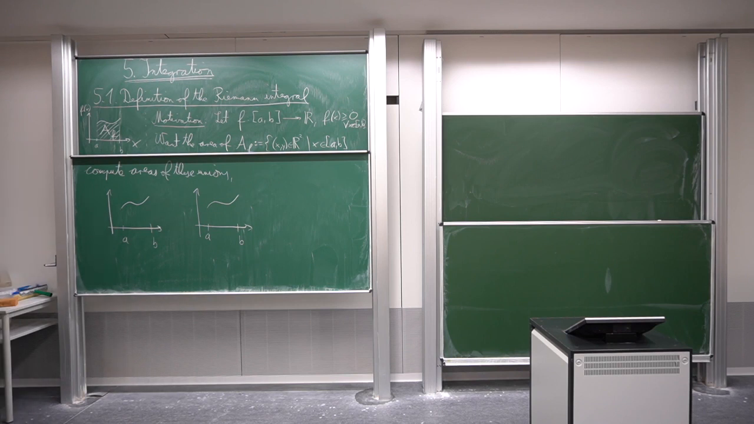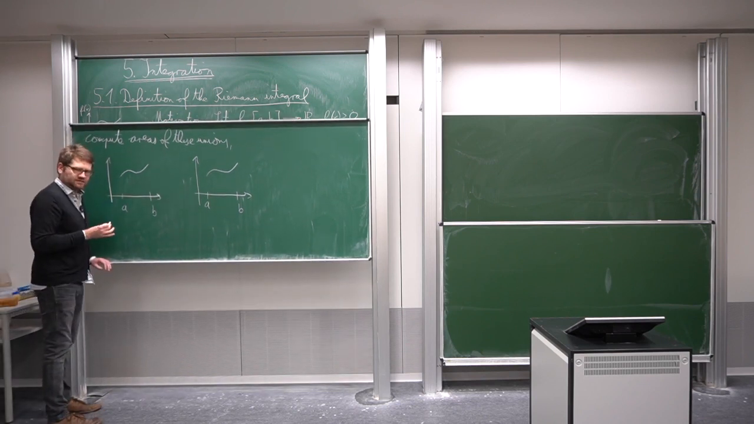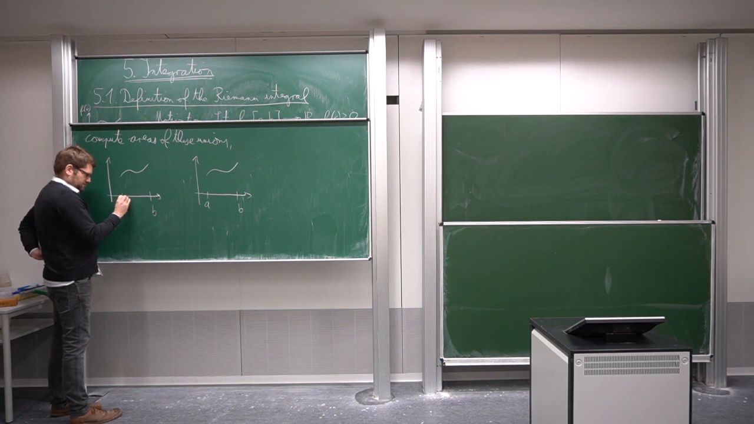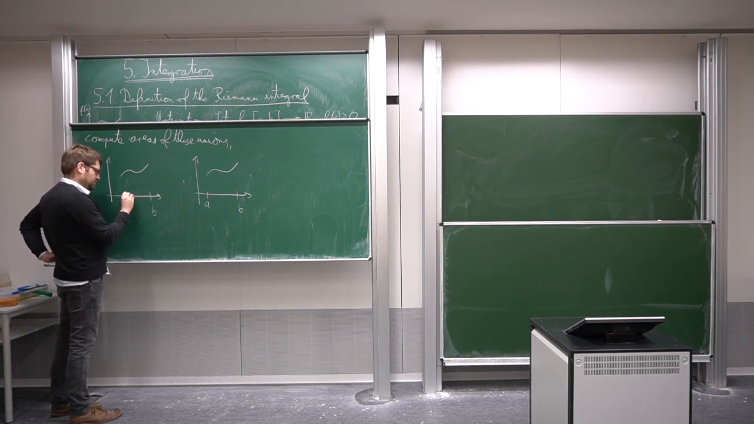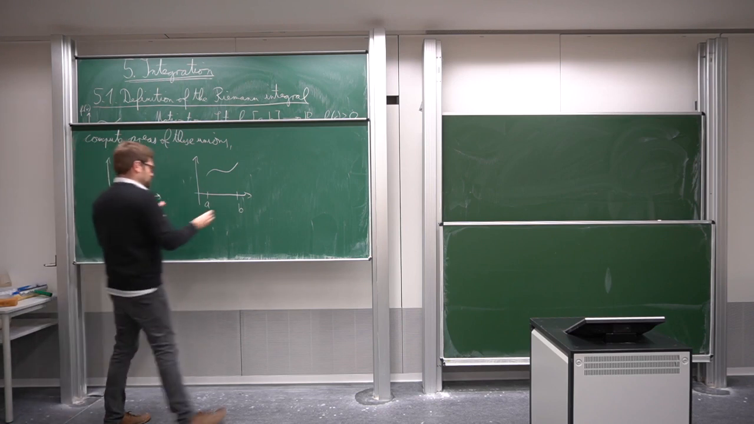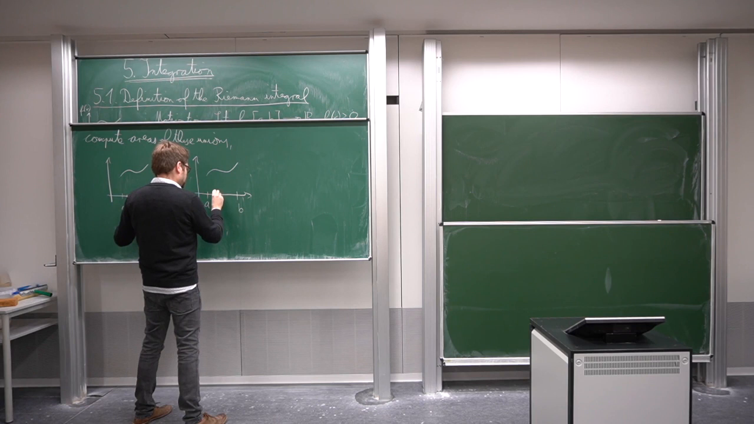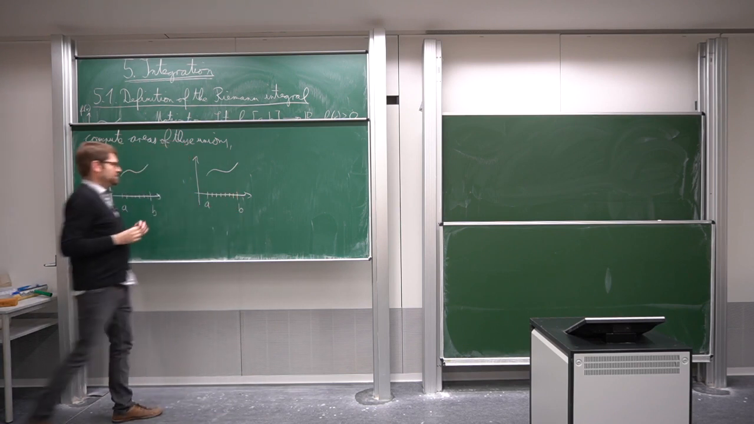So the idea is now to find convenient rectangles. First of all, we divide this interval [a, b] into little parts. So let's say we put some points in between, not after a fixed scheme, and I do the same thing twice. So here I want roughly the same.